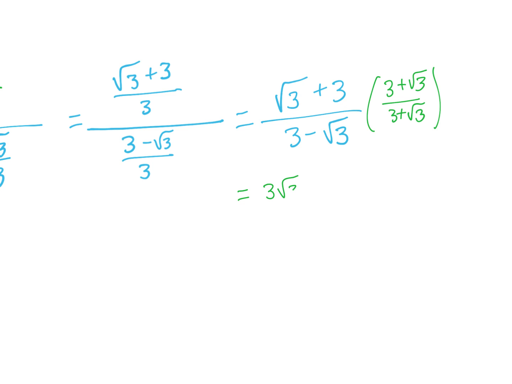So first, outside, inside, last, all over FL, which is going to be 9 minus 3.